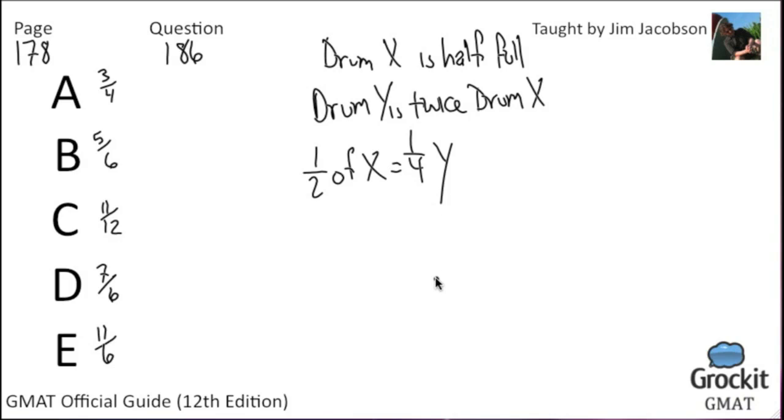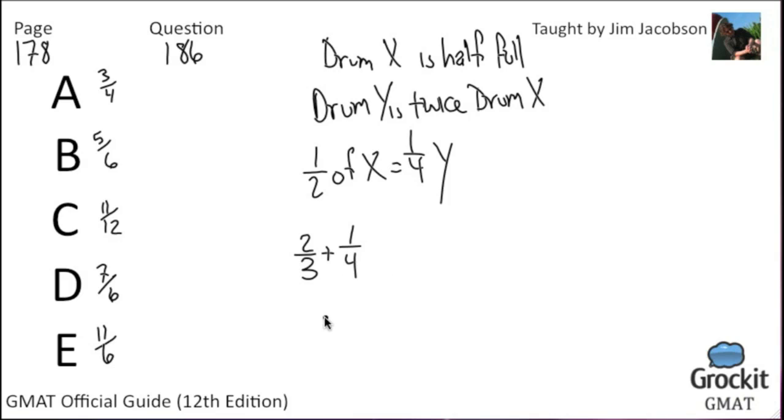So we just add these two fractions together. We have the original amount that Y is full. Y is 2/3 full. And the amount in X amounts to 1/4 of what Y would be if it were left alone.